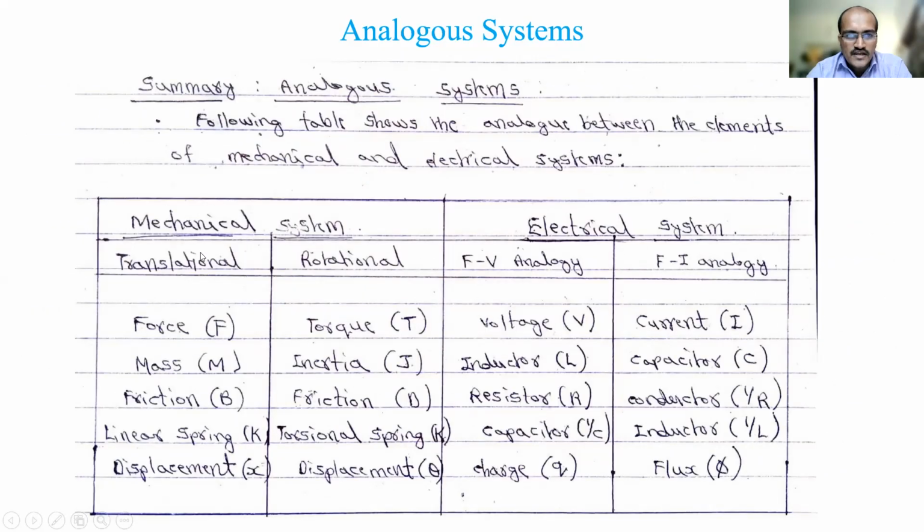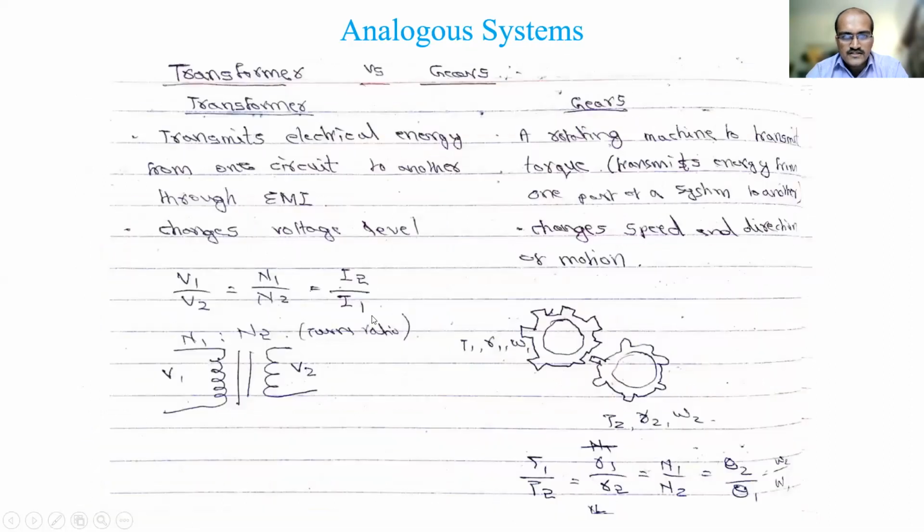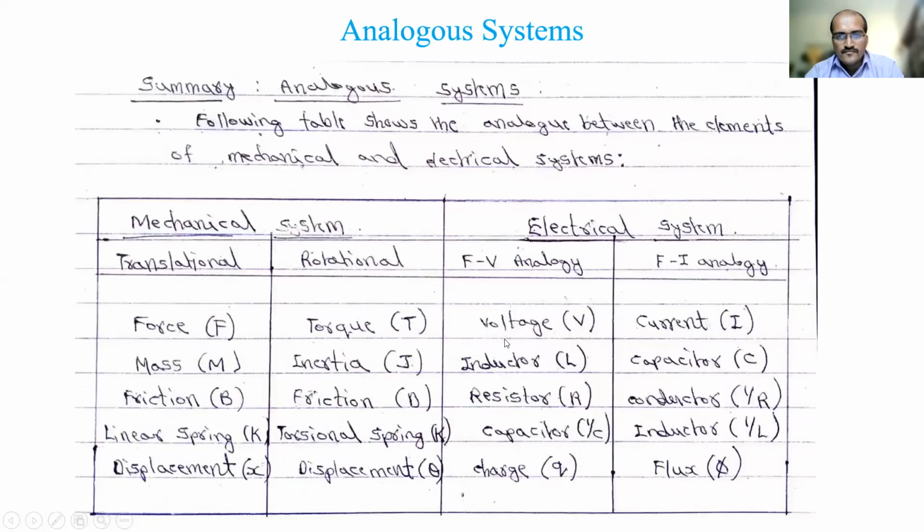Mechanical systems are of two types, translational and rotational. Electrical systems have the FV analogy or the FI analogy, also called voltage source network and current source network, or series electrical system and parallel electrical system. If you have a translational system, the variable is force. For a rotational system, it will be torque. In the FV analogy it will be voltage, and in the FI analogy it will be current. This is nothing but the input, the reference input we mentioned in control systems.